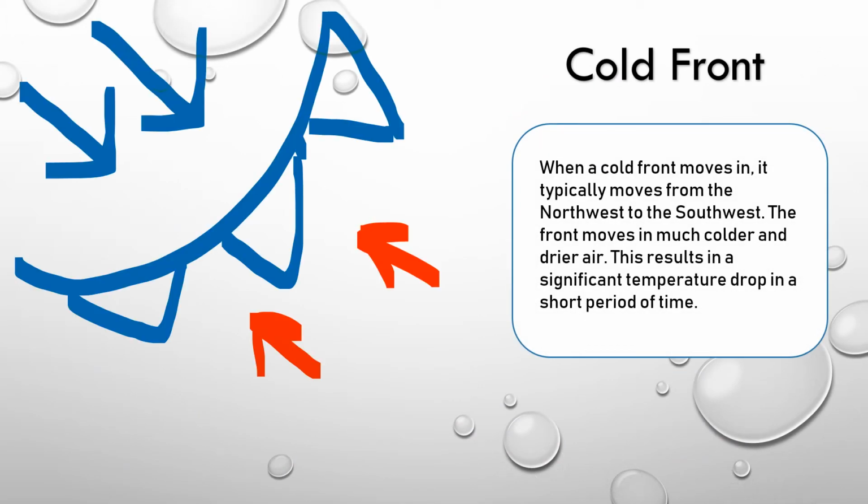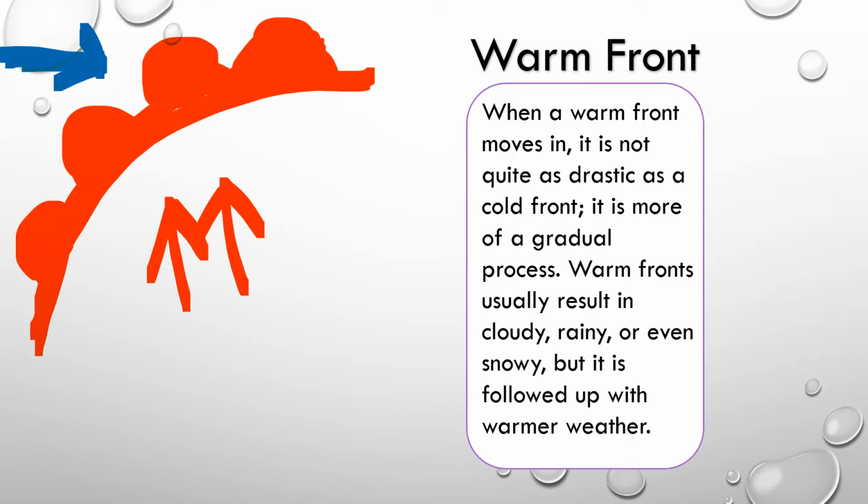Next to be discussing is our weather fronts. The first one I'm discussing is the cold front. When a cold front moves in, it typically moves in from the northwest to the southwest. The front brings in much colder and drier air. This results in a significant temperature drop in a short period of time. So say it's 80 degrees and we get a cold front, it can drop to maybe 60 degrees. But cold fronts are very drastic. They happen very quickly.